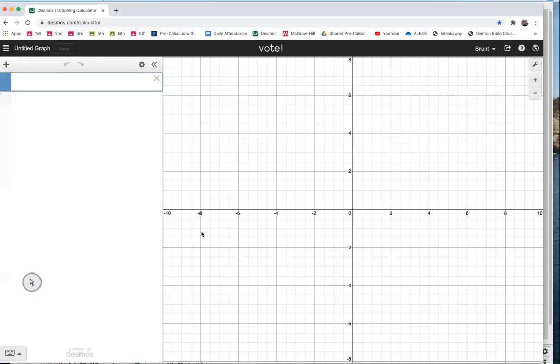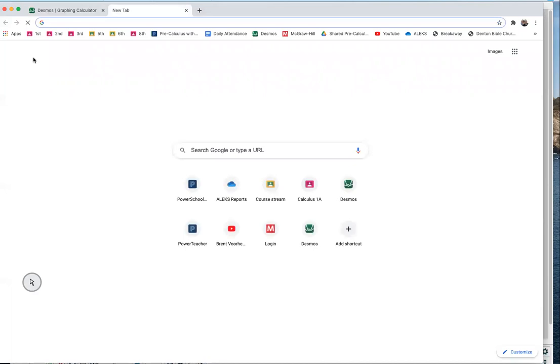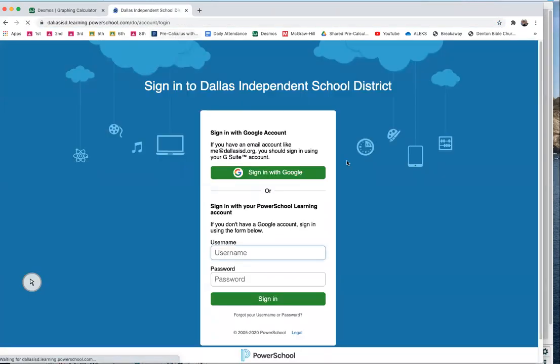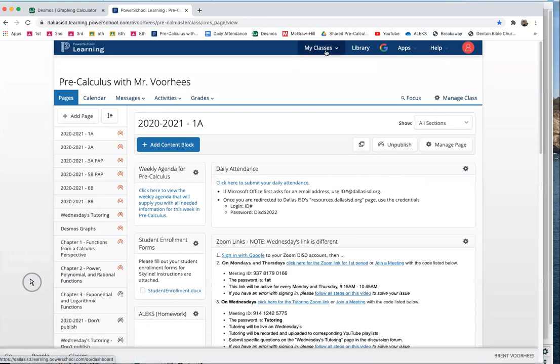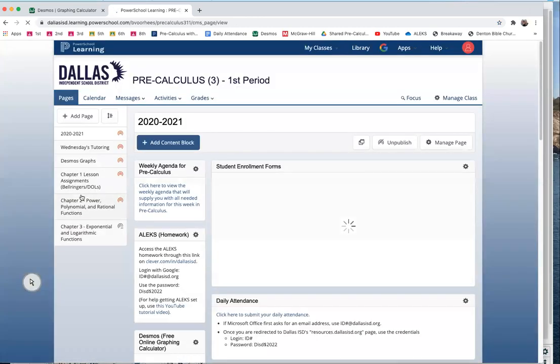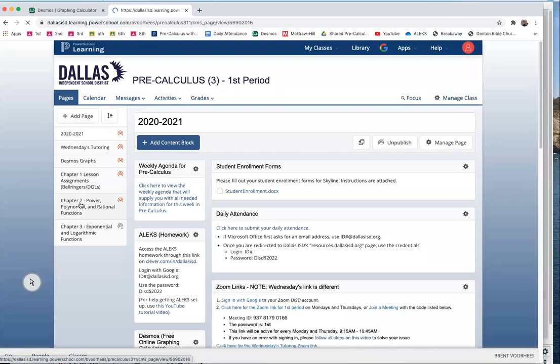This week we have to take the Chapter 2 test. So I'm going to go to the pre-cal page here. I'm going to show you what's on task for this week. This is Chapter 2, and we have to take the Chapter 2 test.